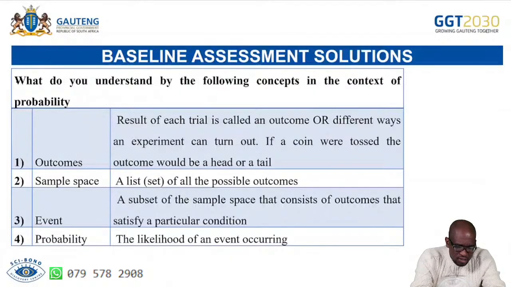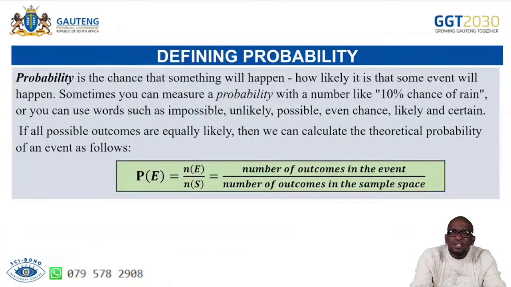And then probability is the likelihood of an event occurring. What are the chances that this particular event would occur? All right, let's move on. Defining probability, that's where we start. We define probability as the chance that something would happen or the likelihood of an event occurring. How likely will that event happen?